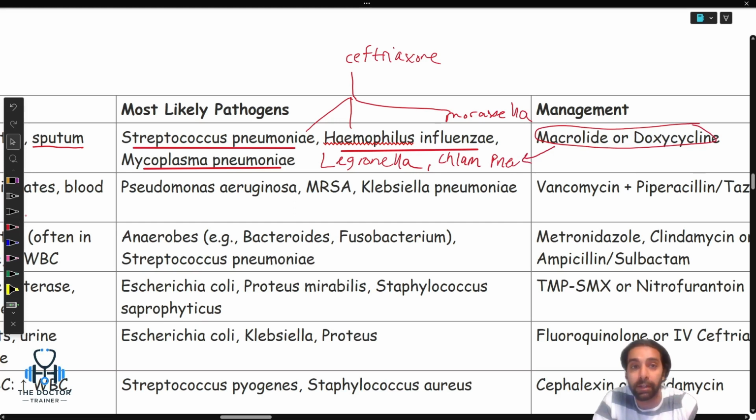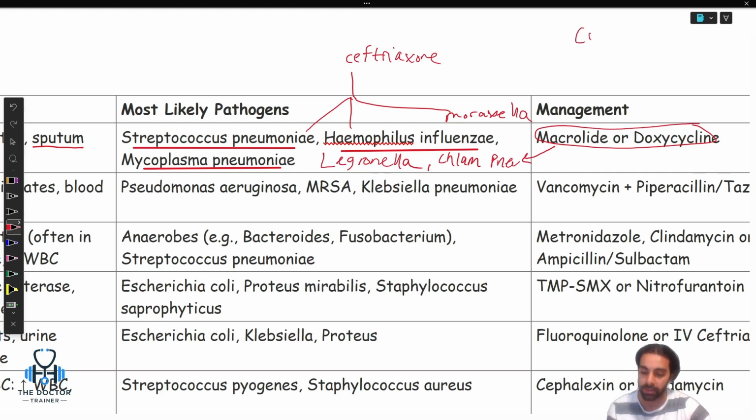One little caveat is if somebody's being treated as an outpatient, and we typically use something called the CURB-65 to differentiate who should stay and who can be treated as an outpatient. If somebody's not super sick, hypoxic, uremic, confused, or of older age, typically you can treat them as an outpatient. And if it's a mild pneumonia, you can still treat them with azithromycin or doxycycline as an outpatient.